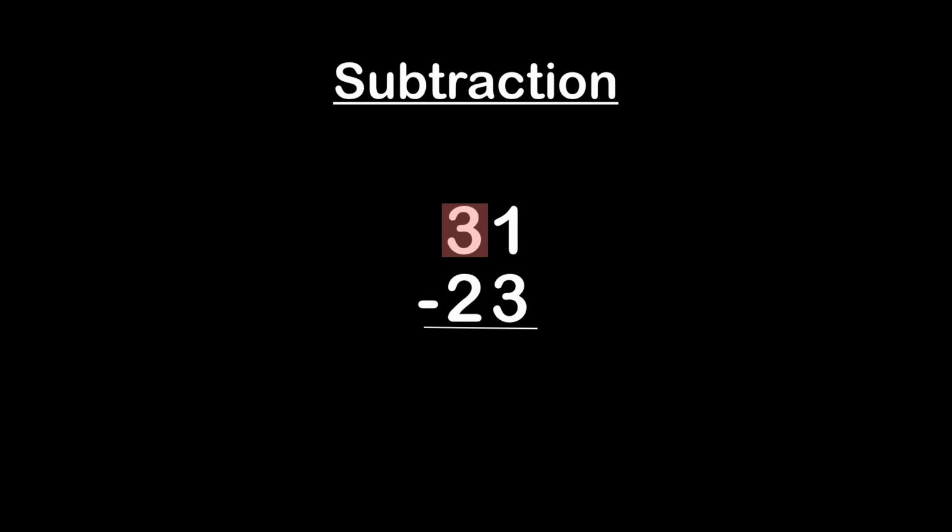Immediately, you want to place a line over the number you are borrowing from so you can be aware that it no longer has its original value, and since we only need to borrow 1, our 3 becomes a 2, since 3 minus 1 is 2. And the 1 we borrowed goes to the first column on the right where it's needed, and our 1 becomes an 11. And now we say 11 minus 3.